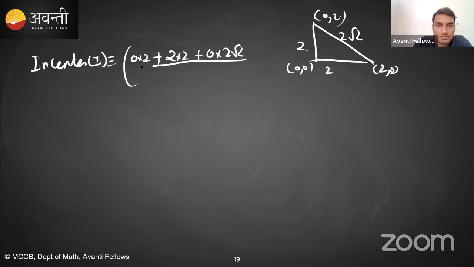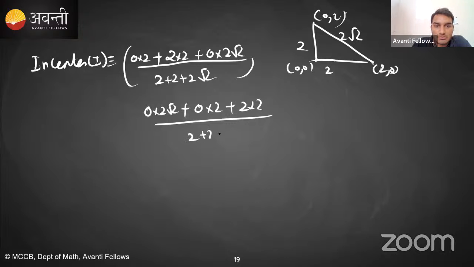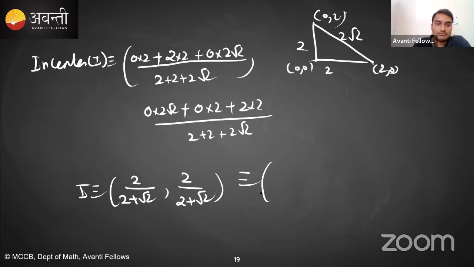2 root 2 upon कितना आ गया साइड A plus B plus C, 2 plus 2 plus 2 root, comma, y coordinate similarly 0 into 2 root 2 plus 0 into 2, 0 into 2 plus 2 into 2, 2 into 2 upon A plus B plus C. So 2 plus 2 plus 2 root. इन सेंटर कितना आ गया? इन सेंटर आ गया 2 upon 2 plus root 2 comma 2 upon 2 plus root 2. रेशनलाइज करके देख लो 4 minus 2 तो कितना आ जाएगा ये 2 minus root 2 comma 2 minus root 2. So this is your in center.